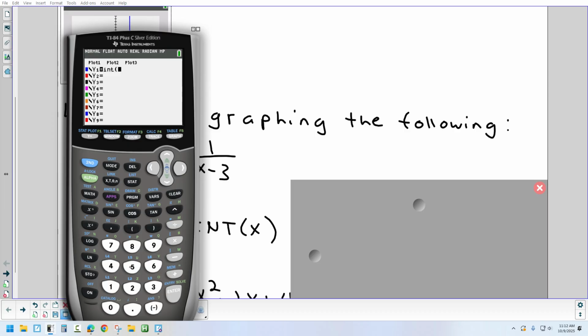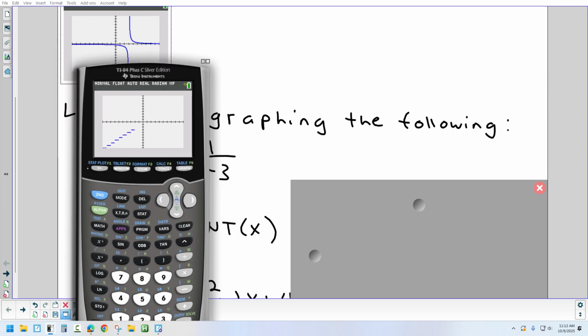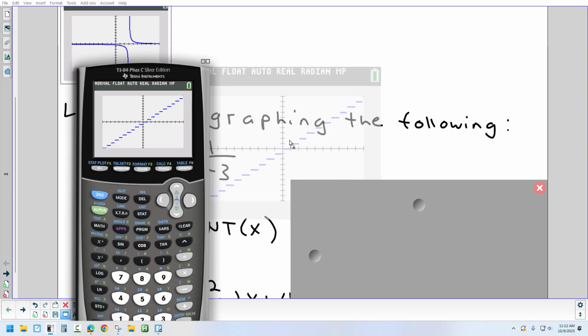So if we type that in, integer function, it looks like that. Because it's rounding, you never get an answer that's a decimal. That's why there's some gaps. If you plug in 4, it rounds down to 4. If you plug in 4.5, it rounds down to 4. 4.9 rounds down to 4. If you plug in 5, now it rounds to 5. So you never get an answer that rounds to a decimal because that's not what this does. It rounds to the nearest integer. Okay, so we have that one.